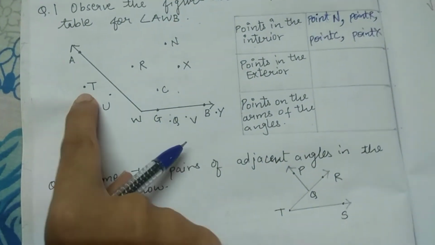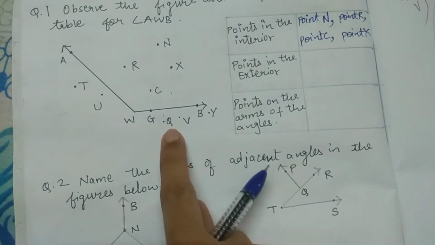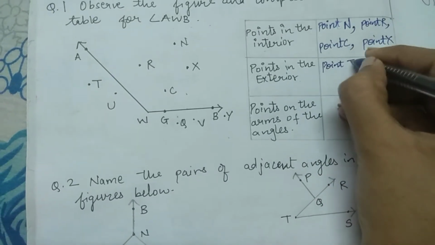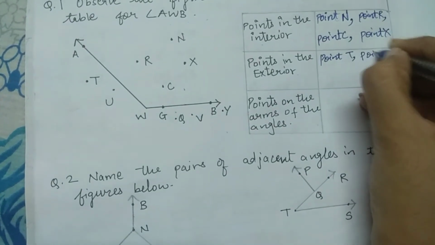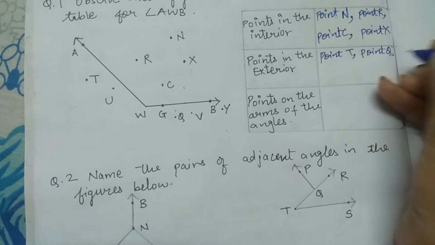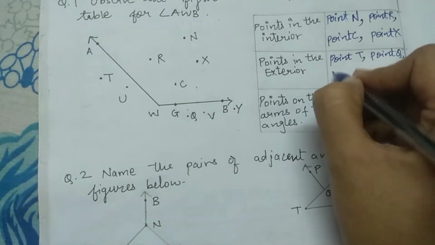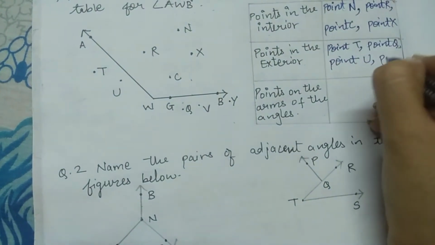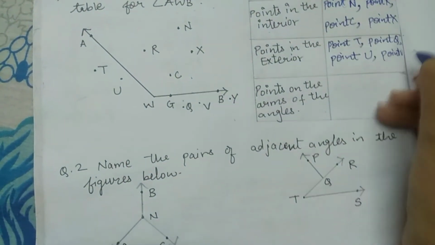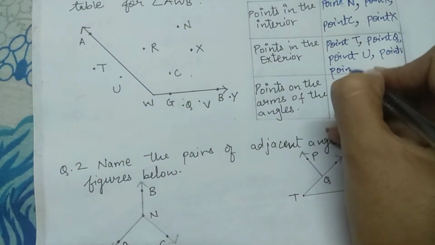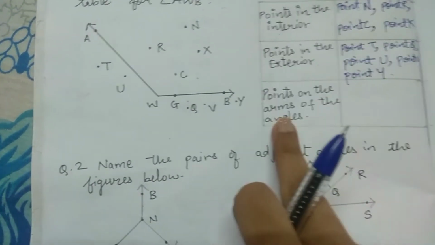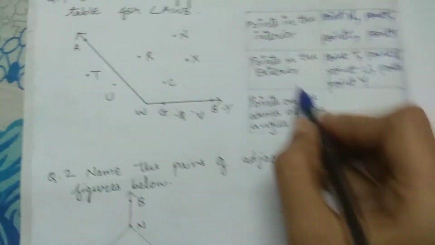So these are the exterior: T, U, Q, V, Y. So we will write here point T, point Q, point U, point V, point Y. Next is points on the arms of the angle.